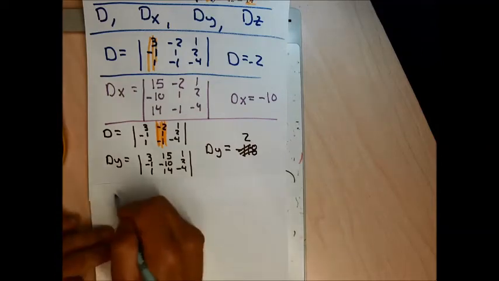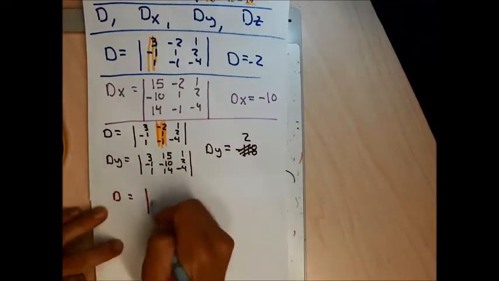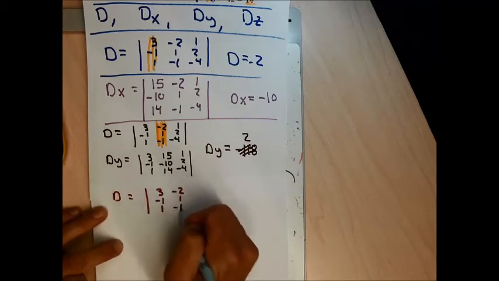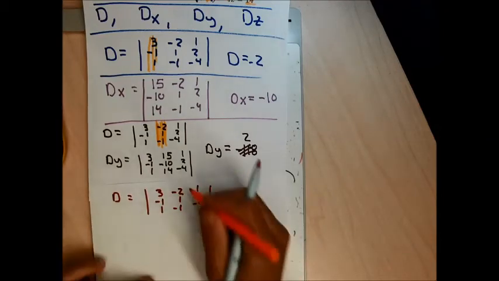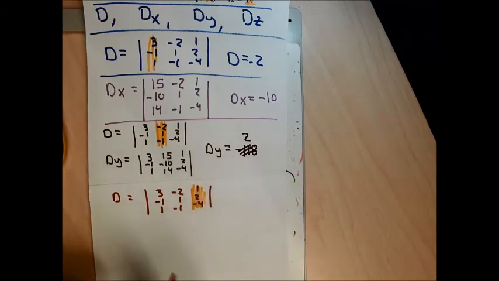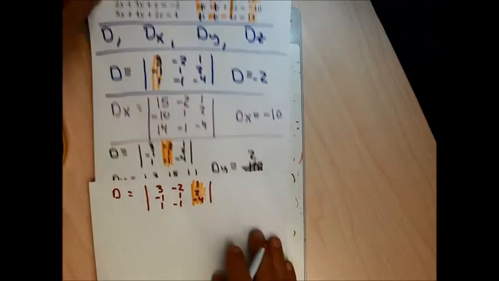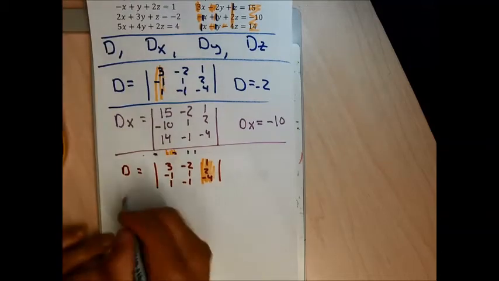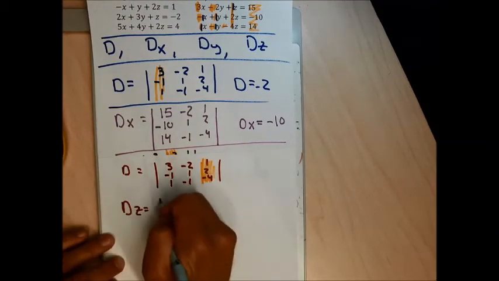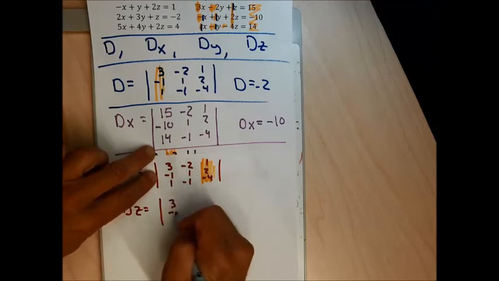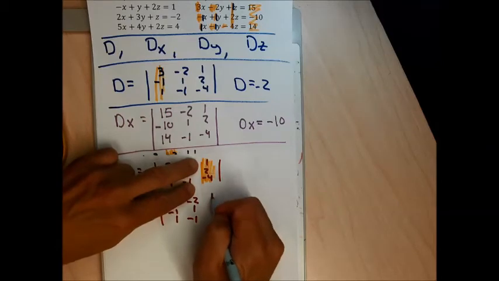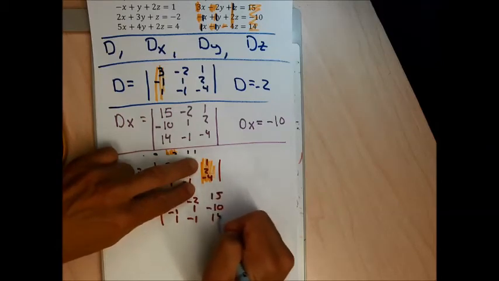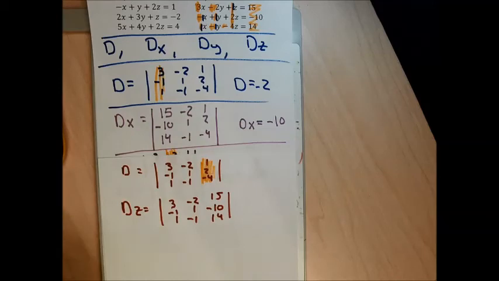To do the D sub z, I have to know the D matrix, which was 3, -1, 1, -2, 1, -1, 1, 2, -4, and I have to change the z column to the equal column of 15, negative 10, and 14. So d sub z is going to have 3, negative 1, 1, negative 2, 1, negative 1, and then 15, negative 10, and 14. So let's see what happens.